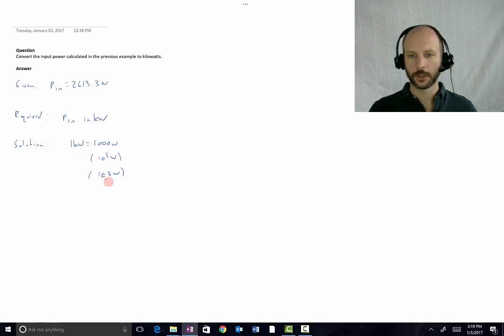Now my handwriting's not great on this because of the digital tablet. I do want you to know those watts are capital W's. The k is a lowercase k in kilowatts.